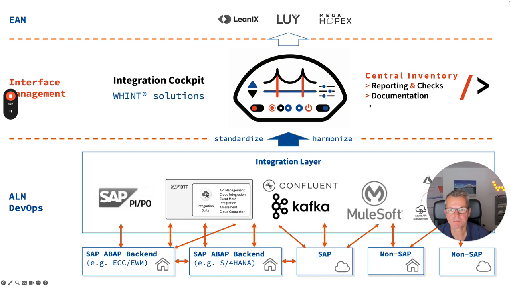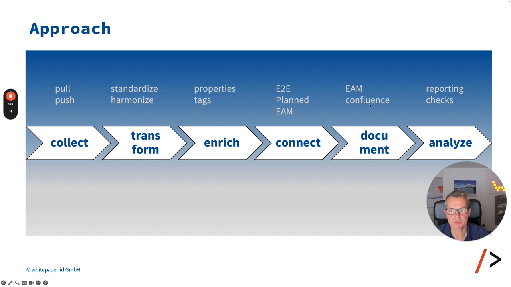So how is it done? Basically, we have the process of those 6 steps where we collect, transform, enrich, connect, document, and analyze interface information. Collect means we are pulling data from the integration layer. Transform means we standardize and harmonize this information. With enrich, you can basically add your own information to those interfaces. You can add your properties, tags, whatsoever.